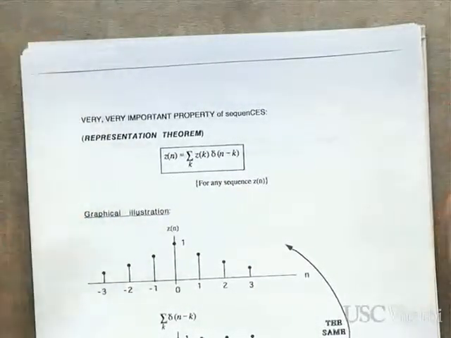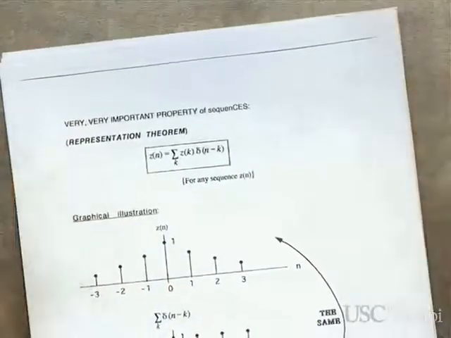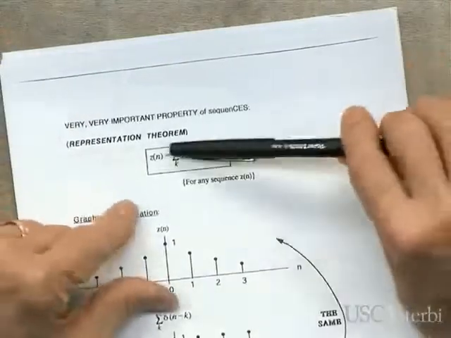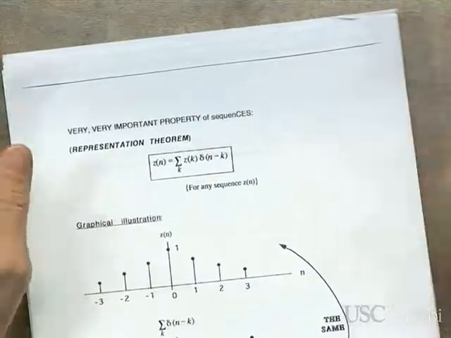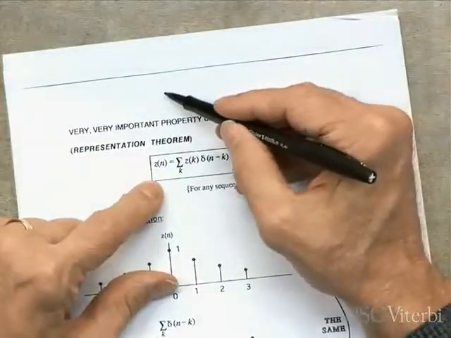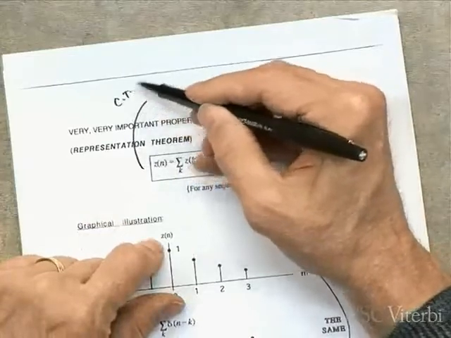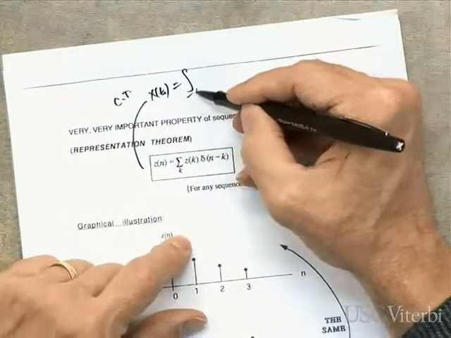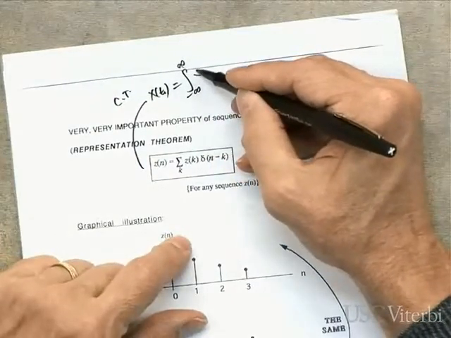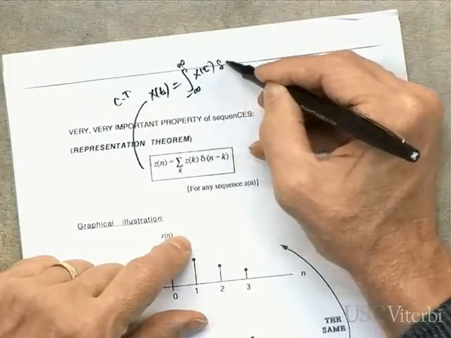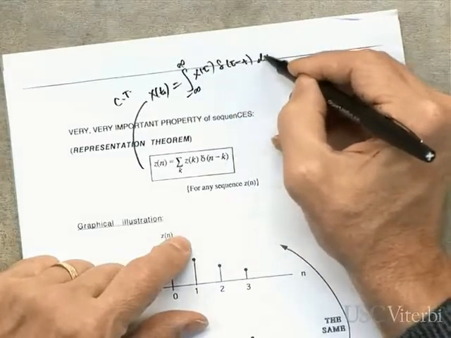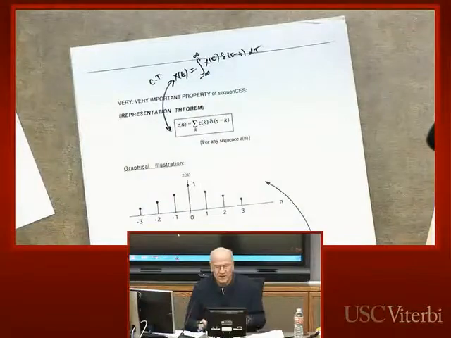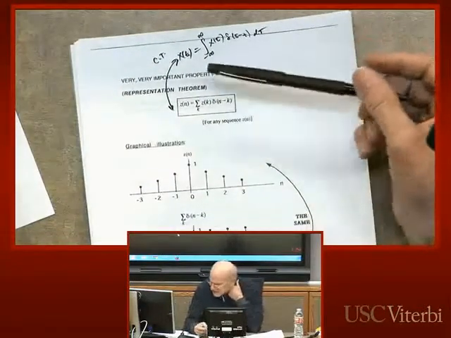Here's a simple concept, but it's used a lot, and it is what we call the representation theorem. Essentially, in the continuous time world, it just says that x of t, if you use Dirac delta functions, is the same thing as the integral of x of tau times delta of tau minus t, d tau. So it's kind of an analog of that continuous time theorem.